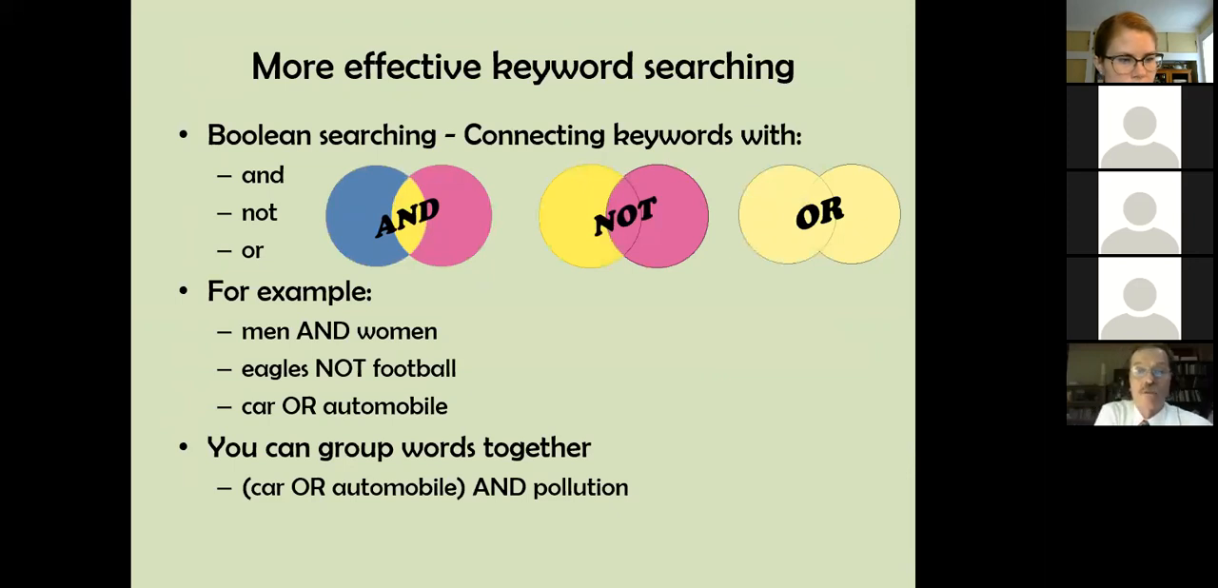Parentheses will allow you to link things together like you do with arithmetic: 2 plus 3 in parentheses, times 5. Example here: car or automobile, and pollution. We're looking for pollution research, but we're interested in pollution caused by the vehicles we ride around in. We kind of have ourselves covered. Car or automobile, one or the other, has to be there. But the second condition, pollution, must be there also.